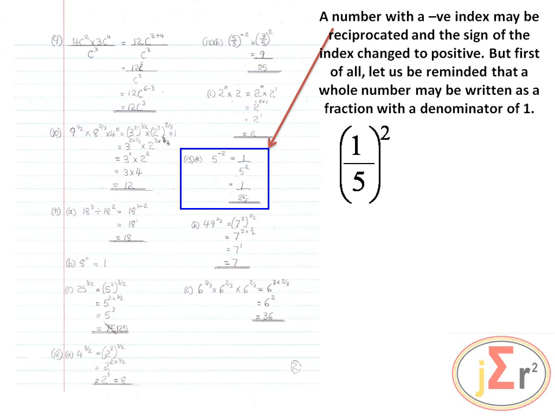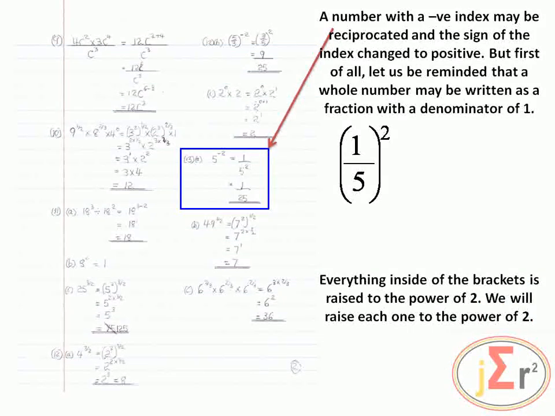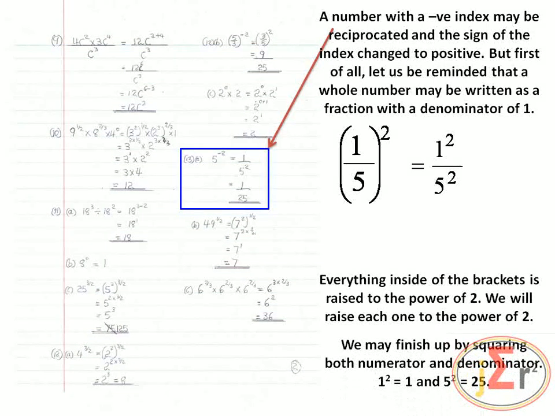And we have 1/5 to the power of 2. Again, everything inside of the brackets is raised to the power of 2. We will raise each one to the power of 2. 1 squared, or 1 to any power, is always equal to 1. So we may finish up by squaring both numerator and denominator. 1 squared is equal to 1, and 5 squared is equal to 25. 1 over 25.